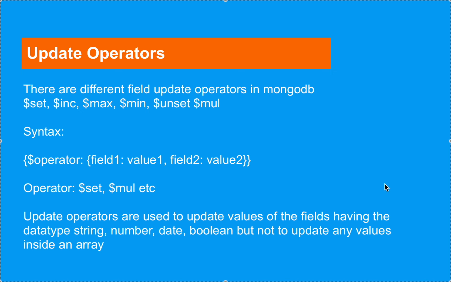Update operators in MongoDB. There are different field update operators in MongoDB, that is $set, $inc for incrementing, $max, $min, $unset and $multiply. The syntax to use this is a $operator and it takes an object as its value. It includes the field name and the value. Update operators are used to update the values of fields having the data type as string, number, date, boolean, but they are not used to update any values inside an array.